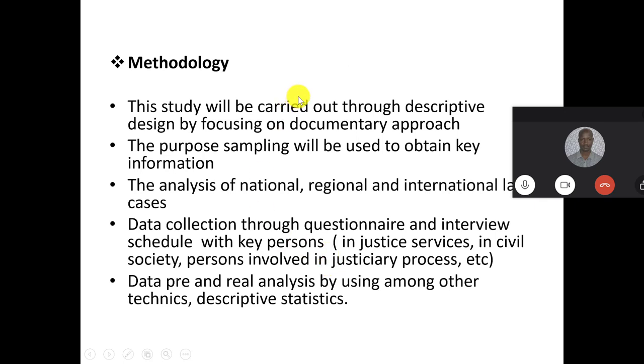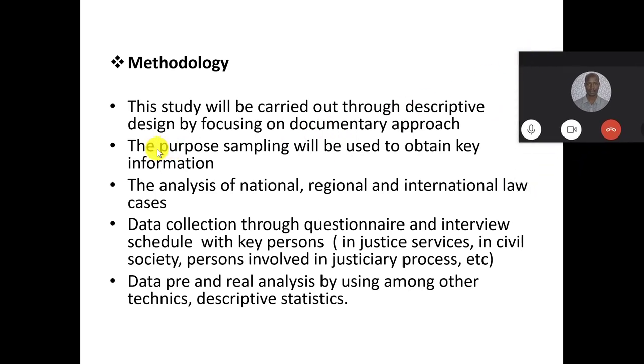About the methodology, this study will be carried out through a descriptive design focusing on a documentary approach. Purposive sampling will be used to obtain key information. The analysis of national, regional, and international law cases, with data collection through questionnaire and interview with key persons in justice.